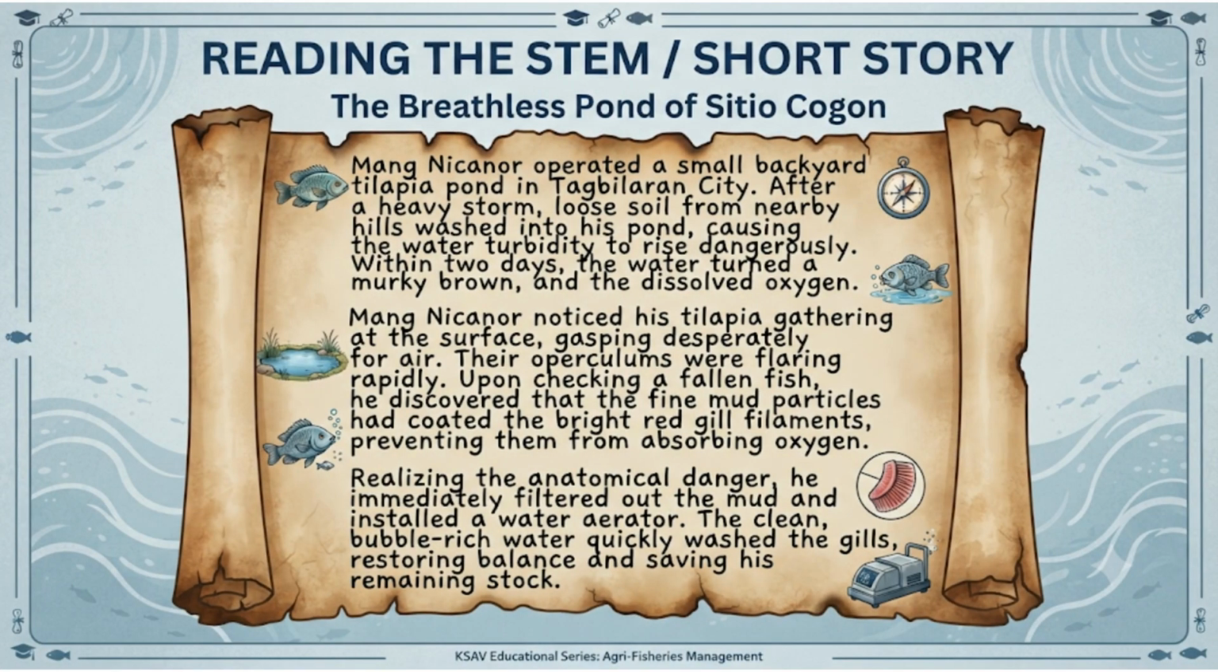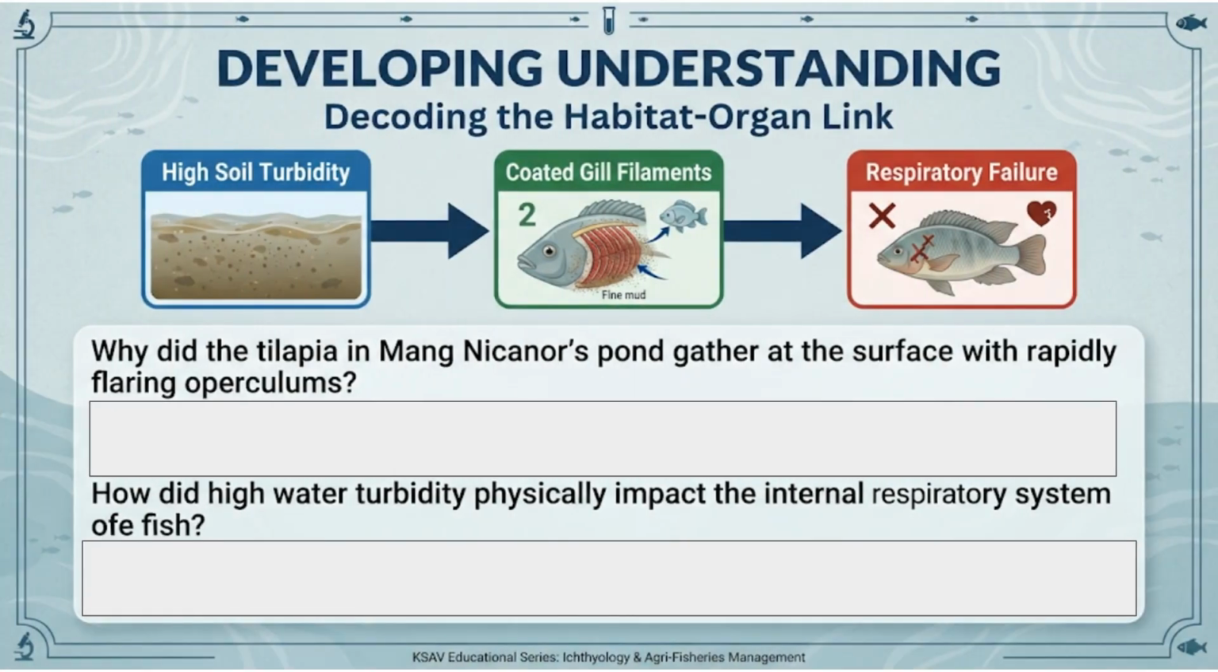Consider the story of Mang Nicanor. After a storm, his pond became muddy. The sediment clogged his tilapia's gills, preventing oxygen intake and causing them to gasp at the surface. This situation highlights a clear link. High turbidity leads to clogged gills, which then results in respiratory failure. It is a critical lesson in managing aquatic environments.